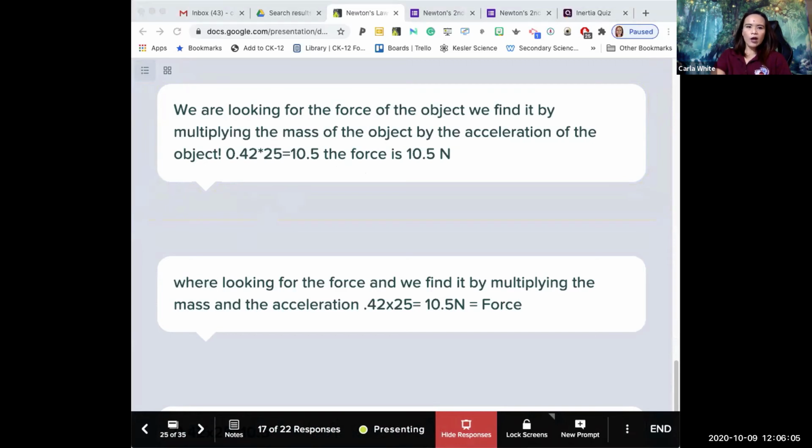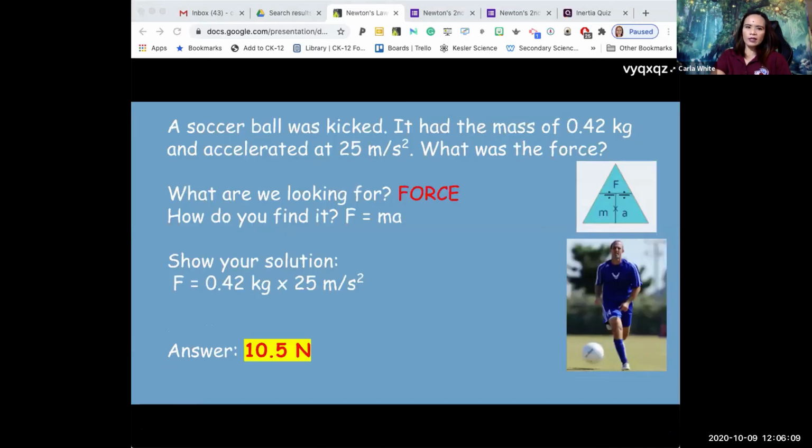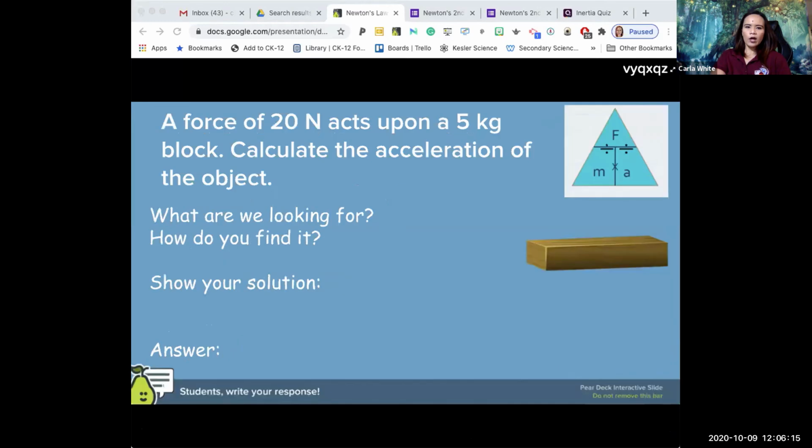Okay, let's try another example. This time we're going to take a look at another problem. So here's another problem. A force of 20 Newton acts upon a 5 kilogram block. Calculate the acceleration of the object. Let's take a look at this one this time. So first, what are we looking for?